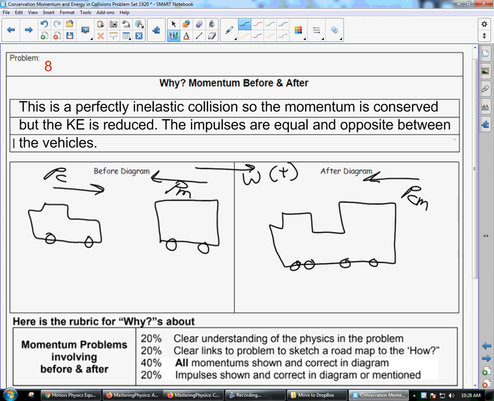All the momentums are there. Impulses aren't shown. They're on the diagram, but they are mentioned up top. I could add it to my diagram, but I think I got 100% on that. Questions before we move on? Alright, let's move on then.